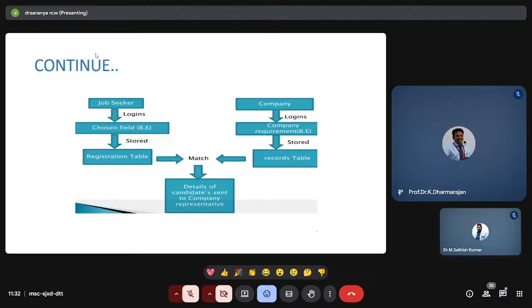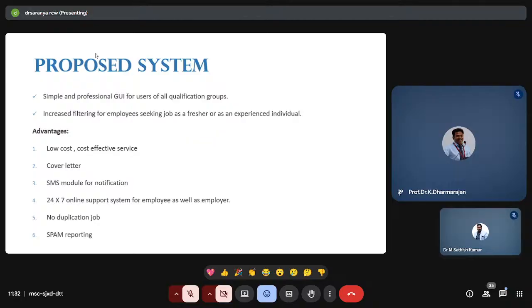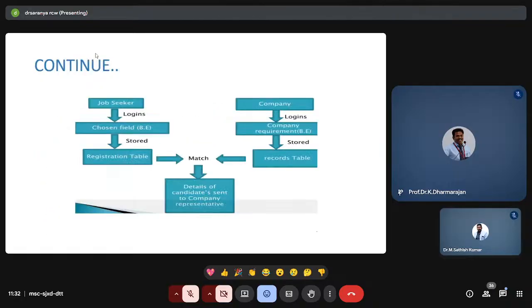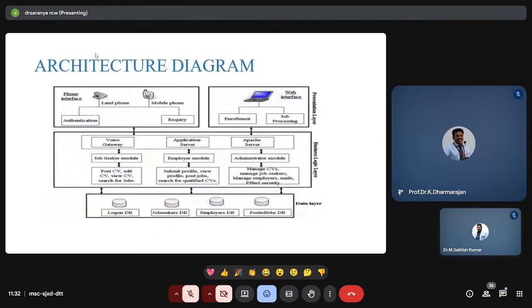I am Monisha. Now I present my topic. It explains the architecture. It explains how job seekers, employers and administrators are connected and how information moves between them and the database.